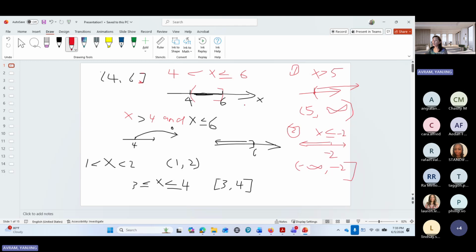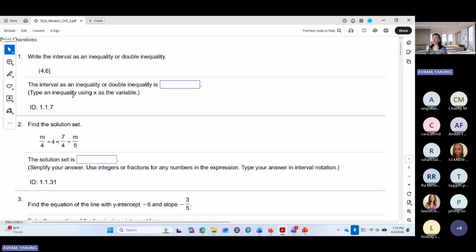This is between 2 numbers. So between 2 numbers, you just write the smaller number on the left and the larger number on the right. If you have an equal sign, you use the bracket. If you do not have an equal sign, you use the parenthesis. All right, so that is the interval notation. We basically just reviewed all the interval notation.